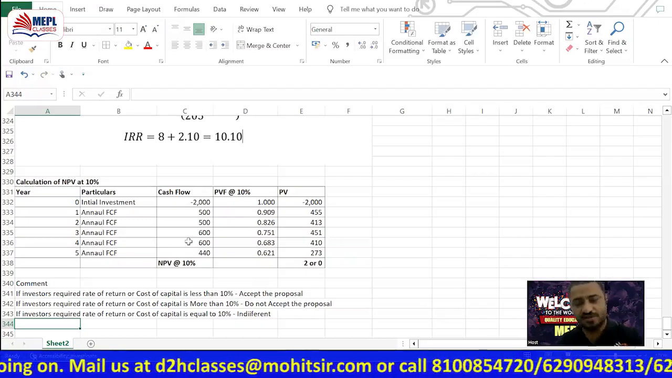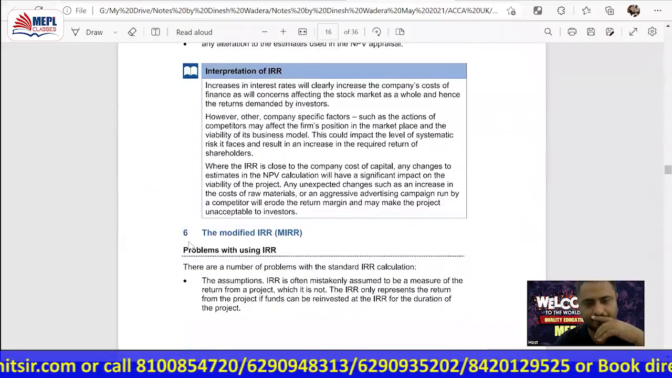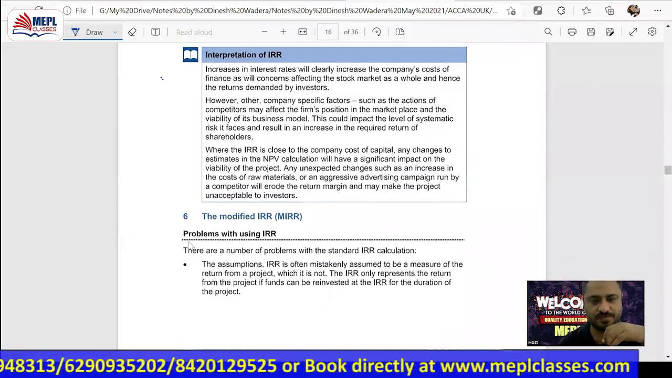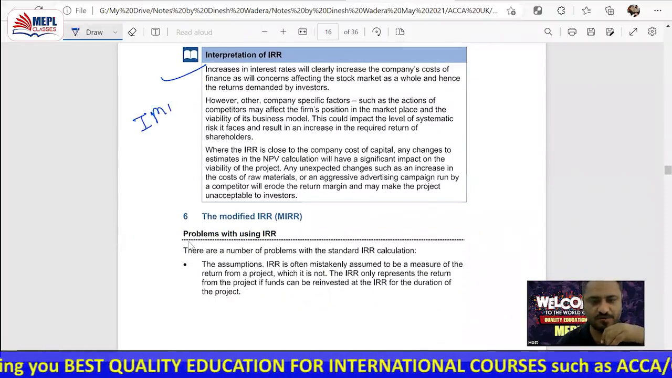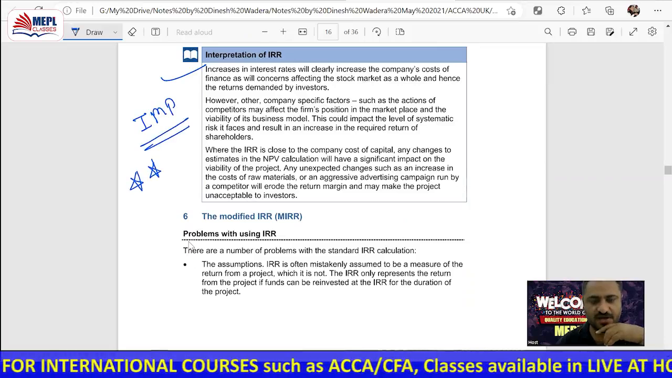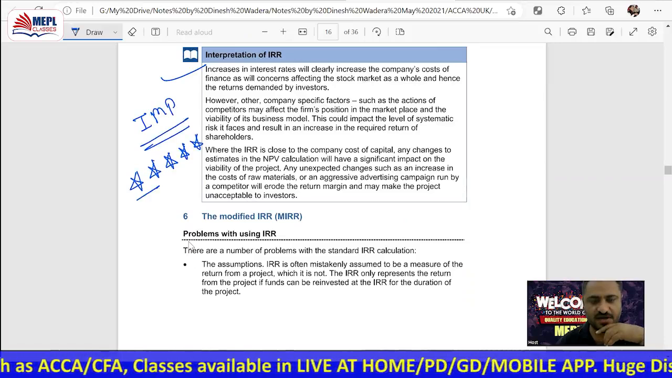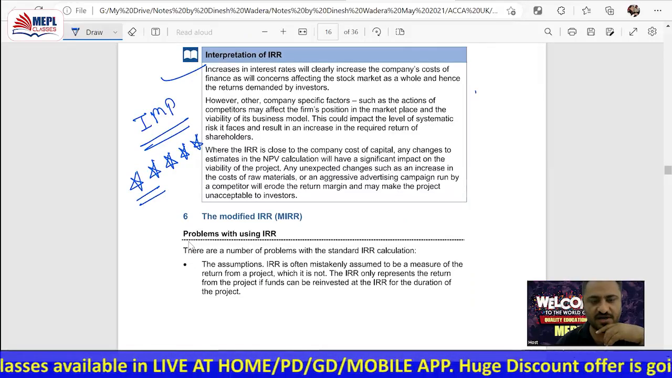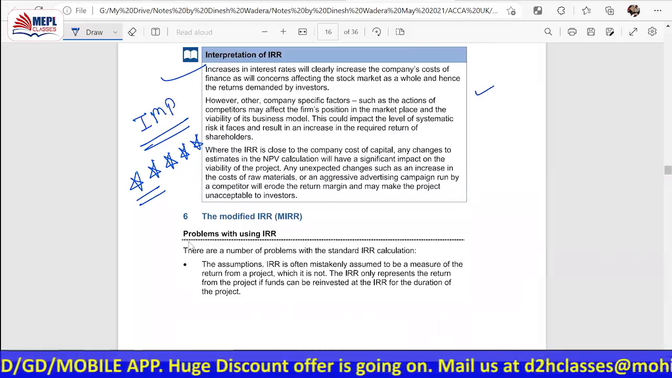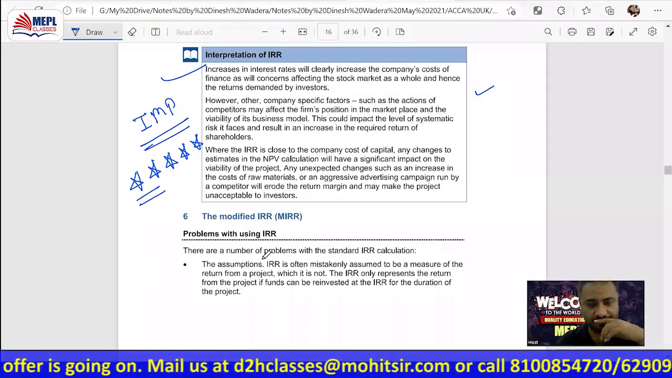So this is how IRR works. Interpretation of IRR is what I explained to you. Go through it. Very, very important. I will rate it as a 5-star category of concept. Every ACCA student must be able to answer this question perfectly in an examination, also in an interview, in case you are going to face an interview in future.